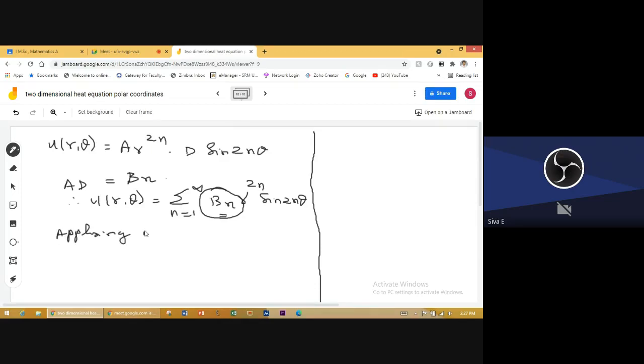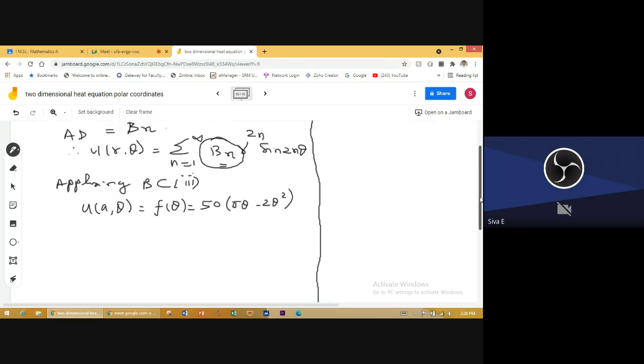Applying boundary condition 3. What is boundary condition 3 here? Last boundary condition, u of a comma theta, that is equal to some f of theta. So what is f of theta here? 50 into pi theta minus 2 theta square. Actually, this is the condition.